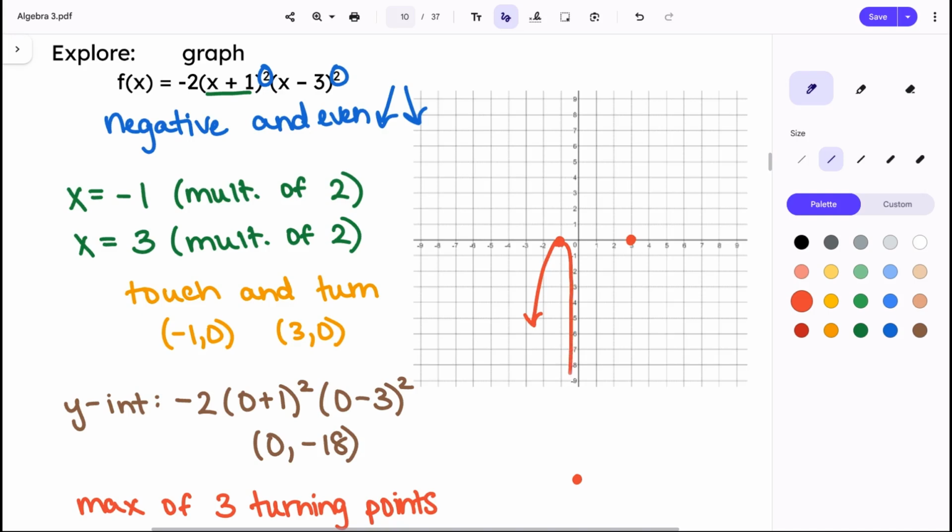I'm going to connect it to the y-intercept. Then what should it do? Go back up. Go back up, and what happens at 3? It's got to come back down. Okay, if you wanted to, you could extend these so it almost looks like an M. Any questions on the whole shebang?